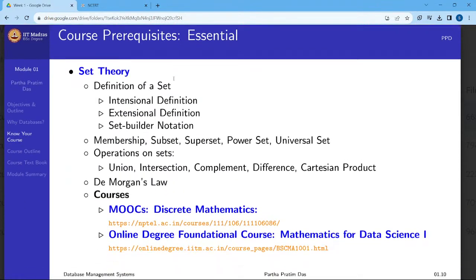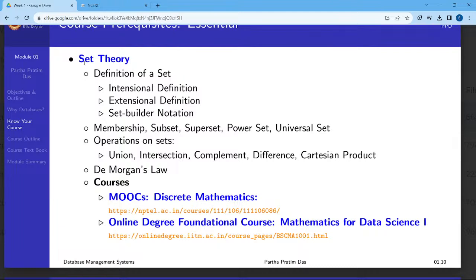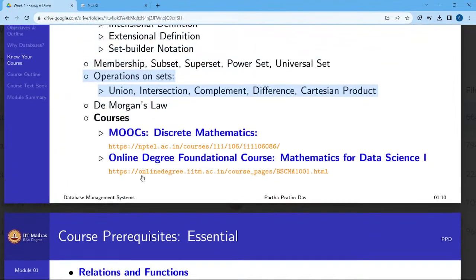Know your course. You need to have a good grasp over set theory, De Morgan's law, subset, superset, power set, universal set. I think the main thing that you need mastery over is operations on set. That is Cartesian product, difference, complement, intersection, and union. I think that's all you would need.